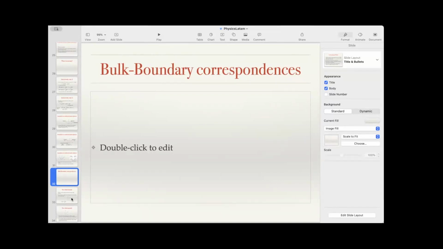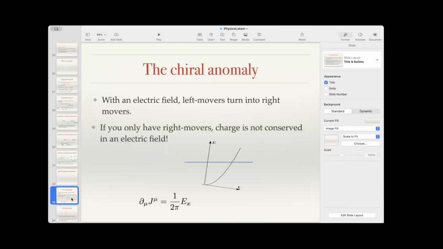So what shall we do? Well, let's suppose for a minute that instead of having a theory with both left movers and right movers, I consider a theory with only right movers. If you follow the same logic through, if you only have right movers, it turns out that the electromagnetic current is not conserved. And its failure to be conserved is captured by this equation here.